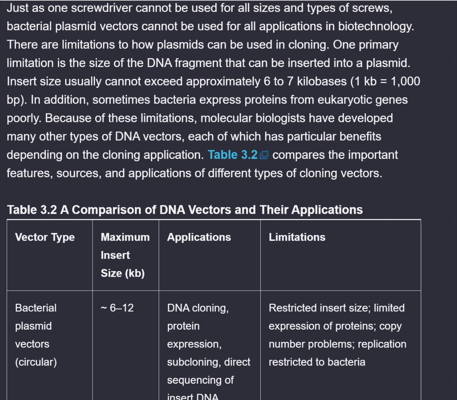There are limitations to how plasmids can be used in cloning. One primary limitation is the size of the DNA fragment that can be inserted into a plasmid. Insert size usually cannot exceed approximately 6 to 7 kilobases, 1 kb equals 1000 bp. In addition, sometimes bacteria express proteins from eukaryotic genes poorly. Because of these limitations, molecular biologists have developed many other types of DNA vectors, each of which has particular benefits depending on the cloning application. Table 3.2 compares the important features, sources, and applications of different types of cloning vectors.